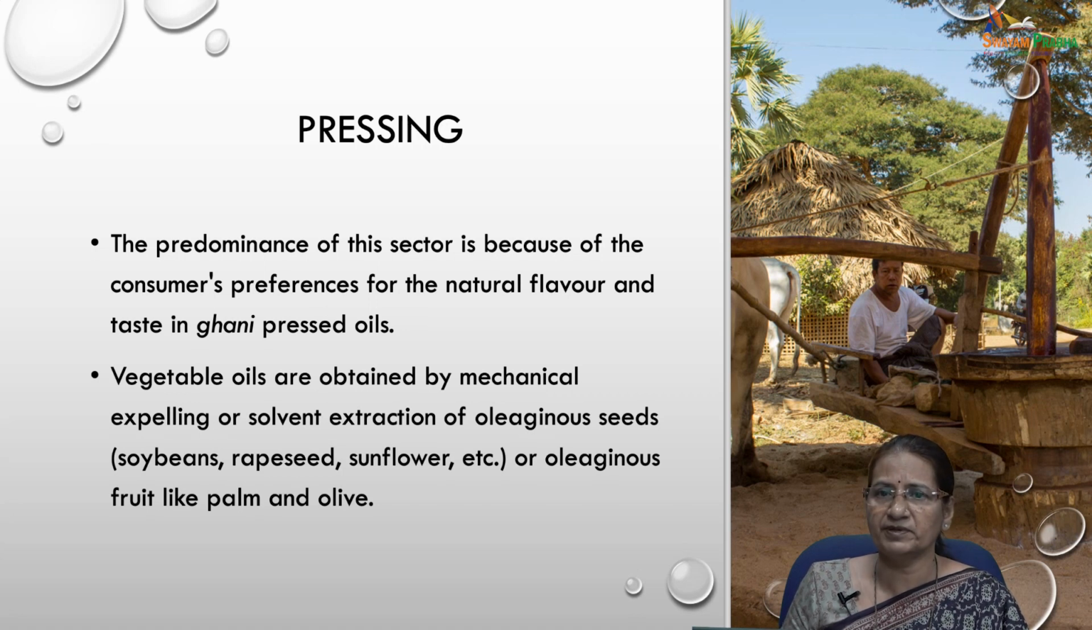Vegetable oils are obtained by mechanical expelling or solvent extraction of oleaginous seeds, namely soybean, rapeseed, sunflower, etc., or oleaginous fruit like palm and olive.